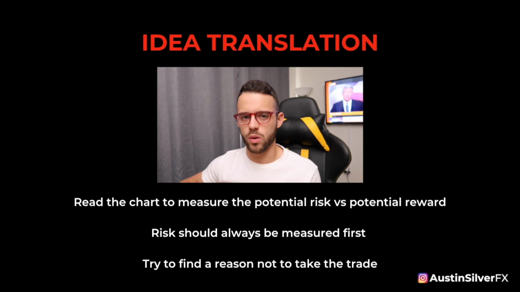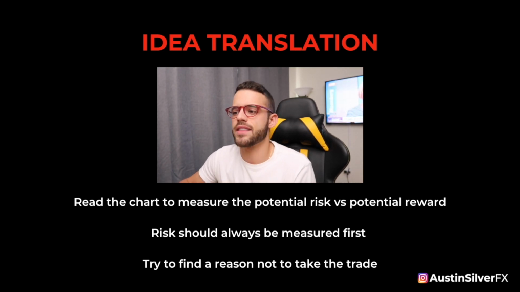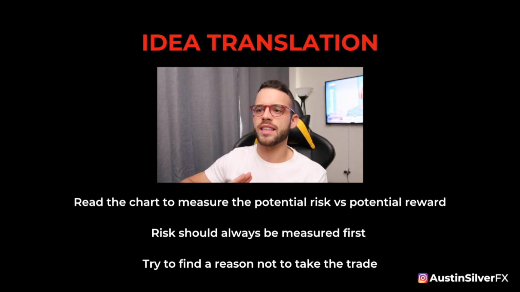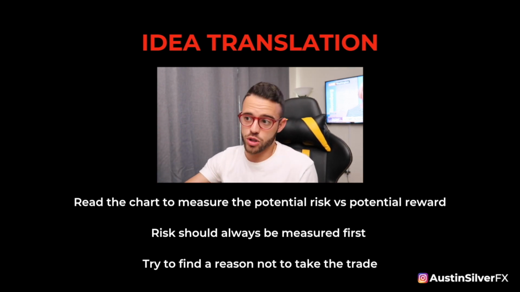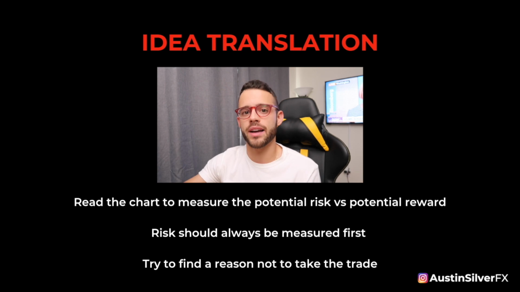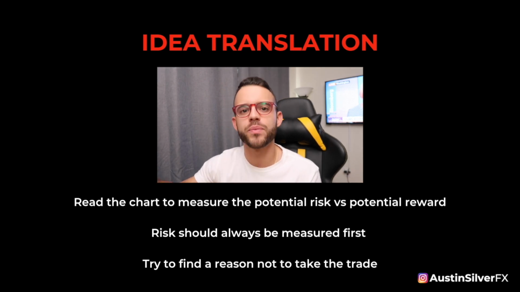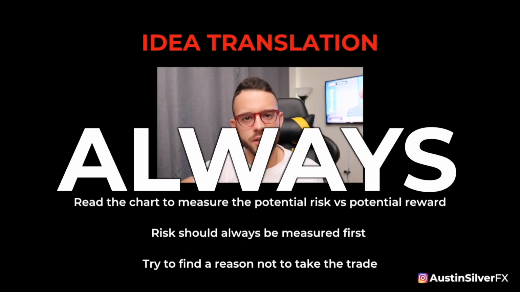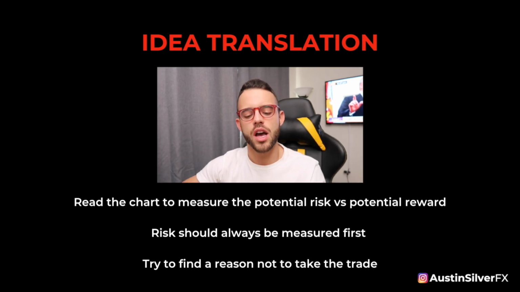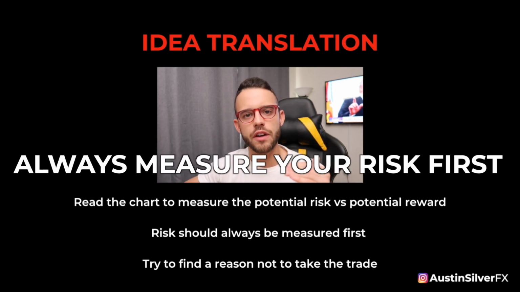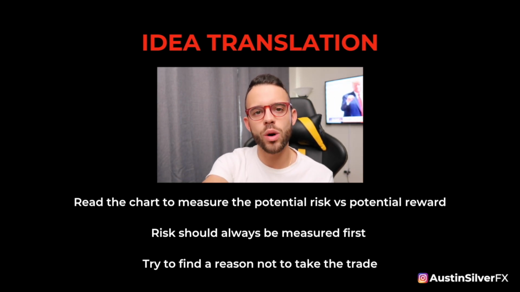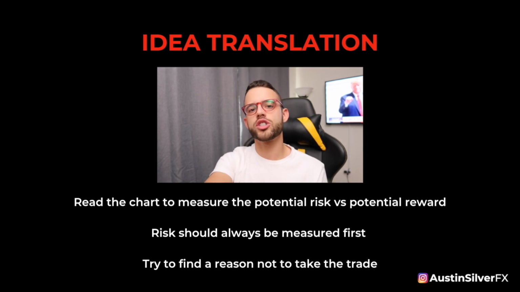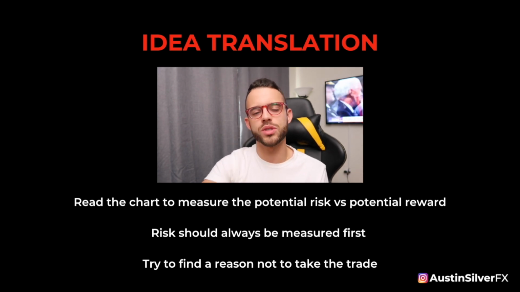And you want to almost try to find a reason to not take the trade. If you get caught up looking at the potential reward first and not looking at the risk, you're going to be emotional and probably act against the plan, against the process in that situation. The best thing to do is always, I can't stress this enough, guys, always measure your risk first. And then what I would do with my process is I would then look at the reward and see if that reward is attainable according to the checklist, according to the parameters that I use in the system.